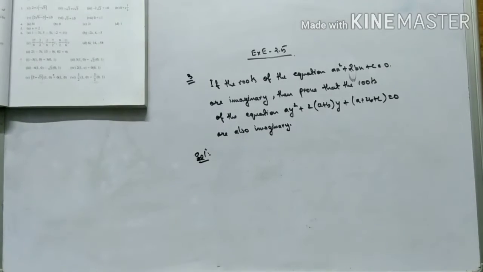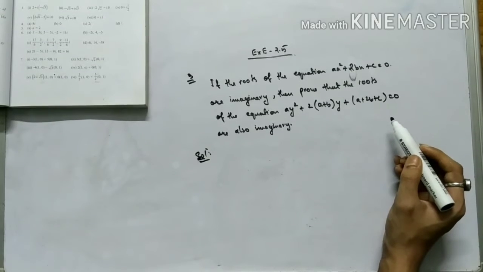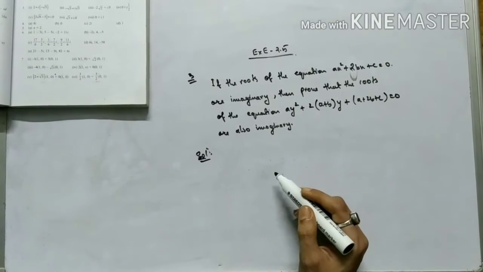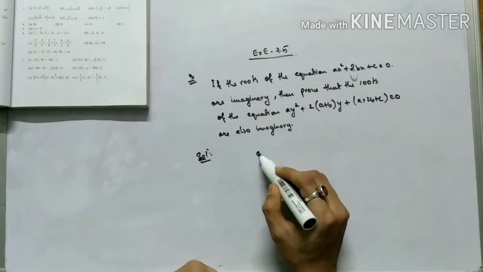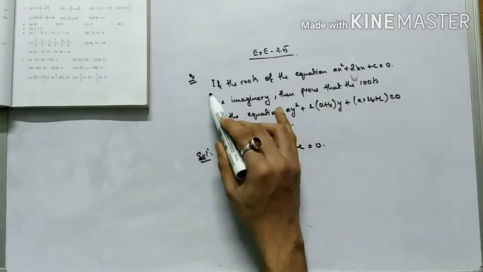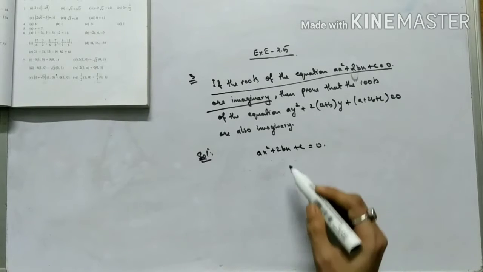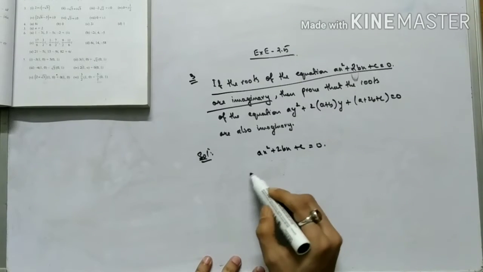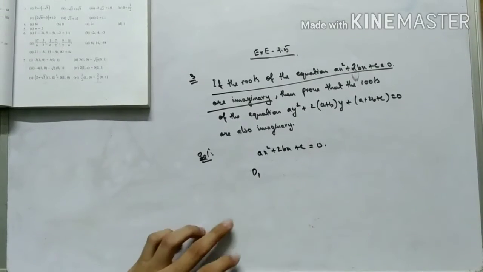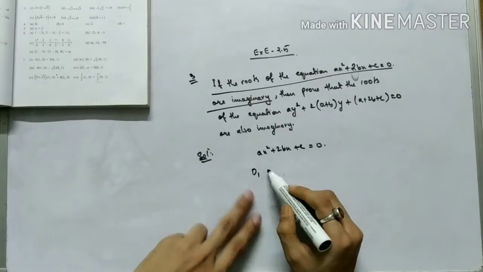Solution. So if the roots of the equation ax square plus 2bx plus c is equal to 0 are imaginary, then prove that the roots of ay square plus 2a plus by plus a plus 2b plus c is equal to 0 are also imaginary. So first of all, the equation is ax square plus 2bx plus c is equal to 0. Here it says the roots of this equation are imaginary. That means the discriminant b square minus 4ac is negative. Okay, so first of all I will consider it as d1, this is the discriminant.